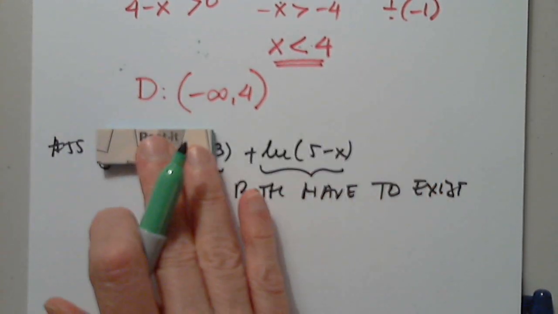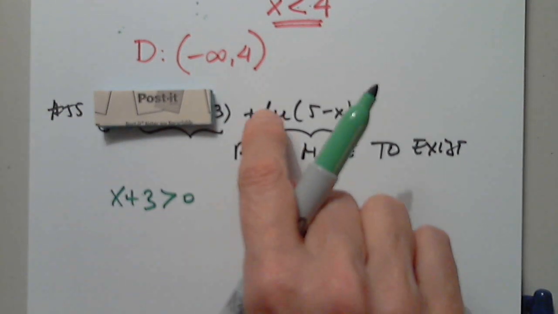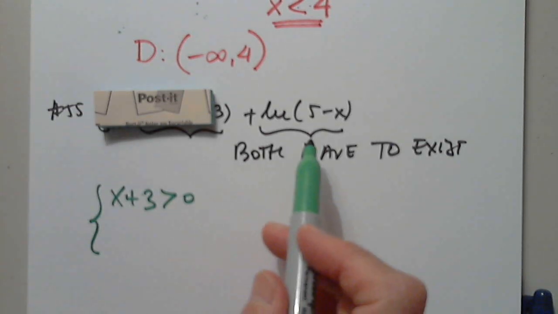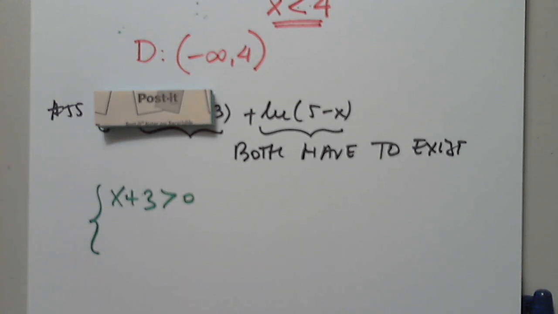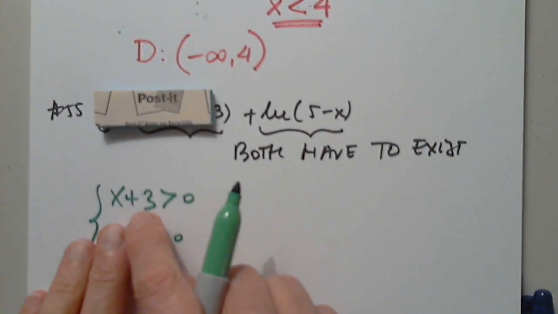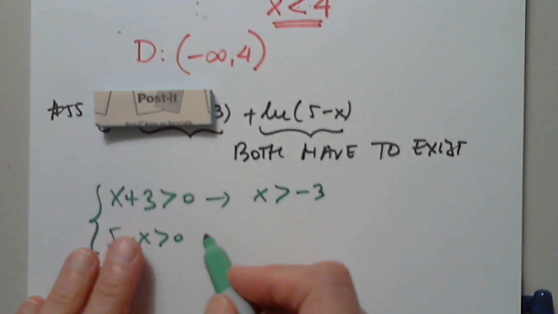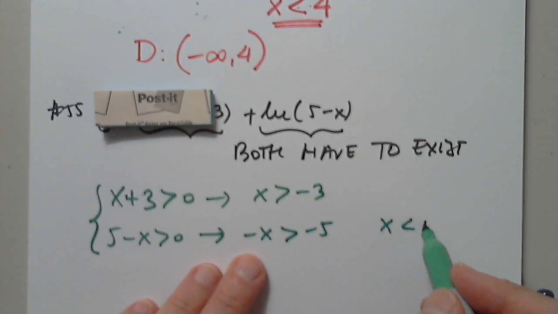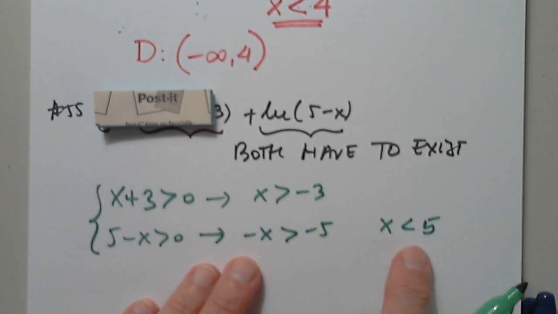Excellent. Now let's move on to this one. For this log to exist, what do I have to write? And this is a system of inequalities. So what do I write for this one? 5 minus x greater than 0. Good. I know how to solve this. Divide both sides, switch the symbol.